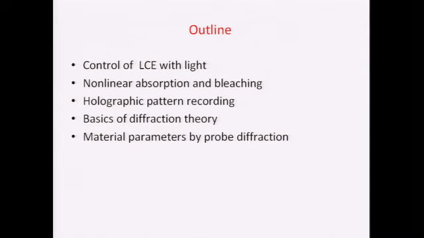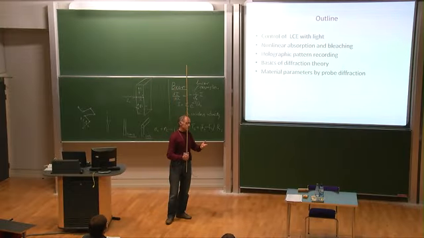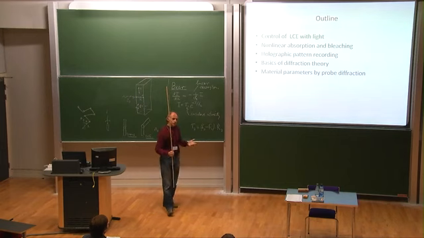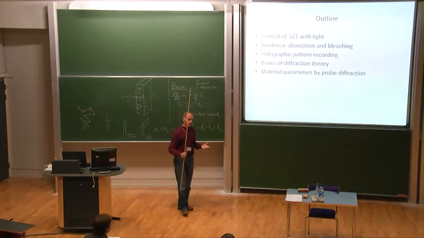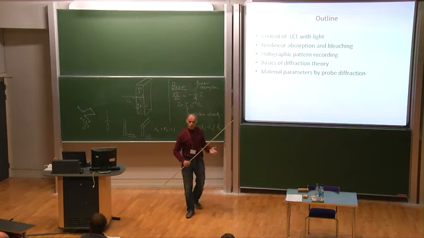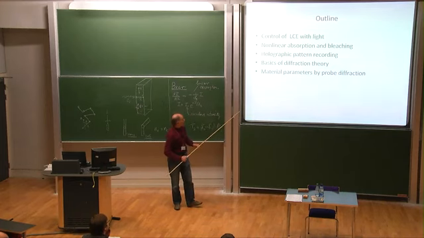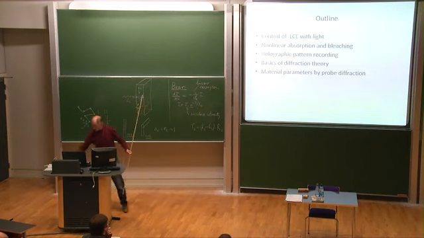Then I will show that by recording a patterned light in the system, that means essentially holography in photosensitive elastomers. When we write a diffraction grating, which we then probe by a probe beam, we can determine several important parameters that are difficult to obtain by usual spectroscopic techniques. And then I will also show these parameters.